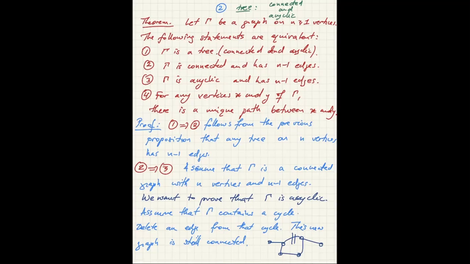That doesn't destroy the connectivity because, let's say we had some vertices for which the short path between them went through that edge. Say you have this vertex A here and this vertex B here, and a path between them would go through that edge. If we delete that edge, because that edge is in the cycle, you can use the other part of the cycle to go from A to B. So A and B would still be connected by a path.